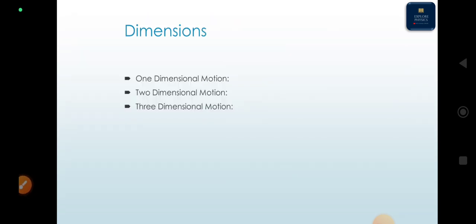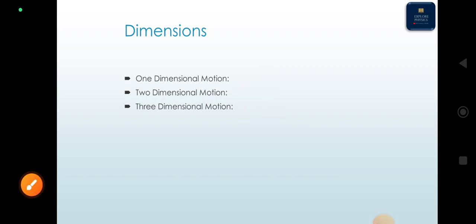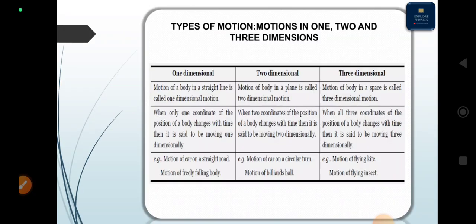Now the next topic is the different dimensions of motion. There are different dimensions of motion: one dimensional motion, two dimensional motion, and three dimensional motion. Let us see these three types of motion in the next slide with one chart. There are three types of motions: one dimensional, two dimensional, and three dimensional motion.